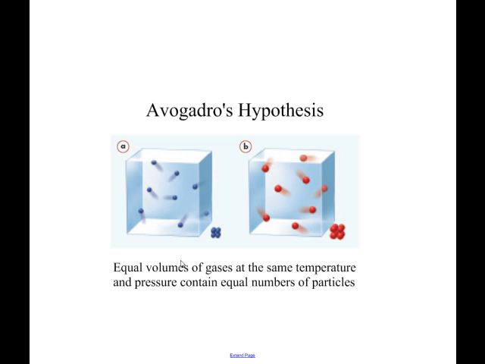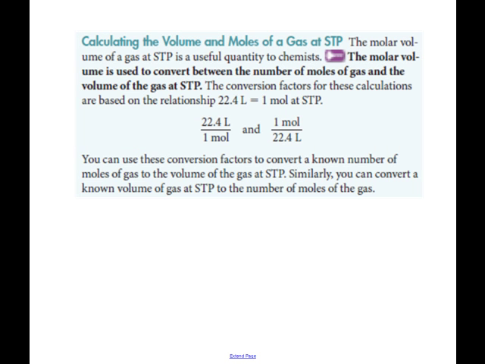Now he said it a little bit differently. He said equal volumes of gases at the same temperature and pressure contain equal numbers of particles. So if you have a liter of one gas and a liter of another gas, and you have them at the same temperature and the same pressure, then you'll have the same number of particles of one gas as you do of the other, regardless of whether one gas is 10 times as big as the other. So this was Avogadro's hypothesis, and he was correct, and they eventually went on to actually determine what that volume is. And so they call this molar volume.